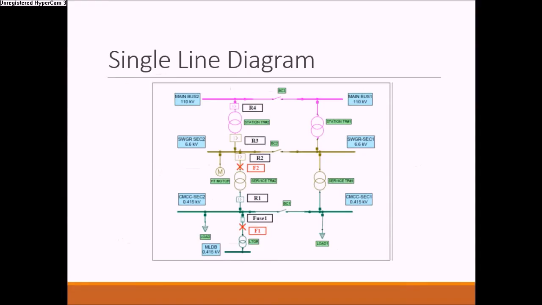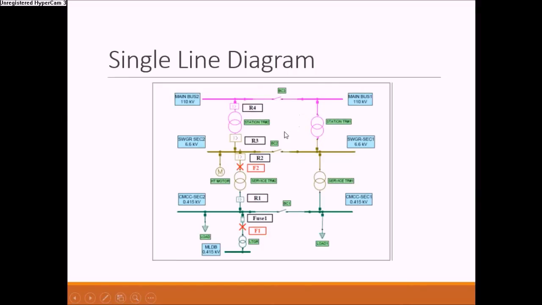So now we will explain our single line diagram. You can see that there are three main buses, one of 110 kV, a second of 6.6 kV and a third of 0.415 kV, and two transformers. One is the service transformer and the second one is the station transformer. The station transformer converts 110 kV to 6.6 kV and the service transformer converts 6.6 kV to 0.415 kV, and at the same time we have four relays here: relay 1, relay 2, relay 3, relay 4.